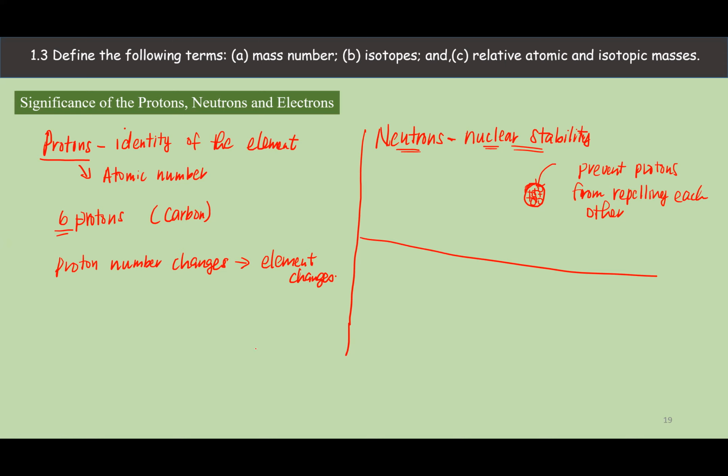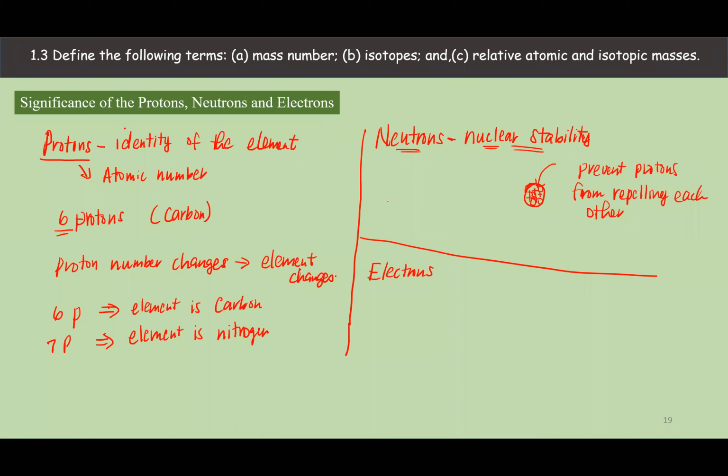What about electrons? What is the importance of, another thing before we move on. If the proton number changes, the element itself changes. For example, if we have 6 protons, this implies that the element is carbon. But if we have 7 protons, this implies that the element is nitrogen.